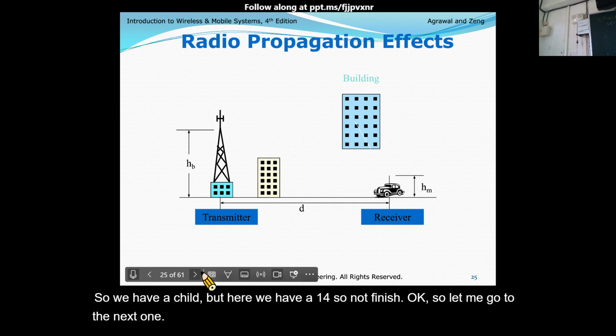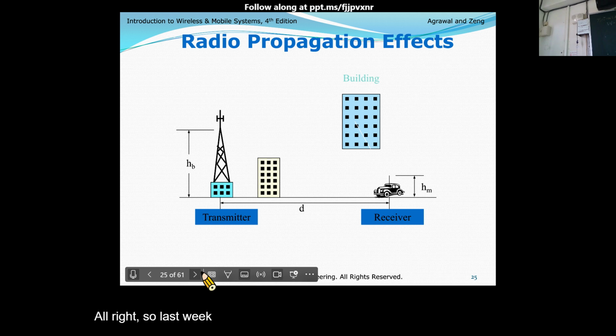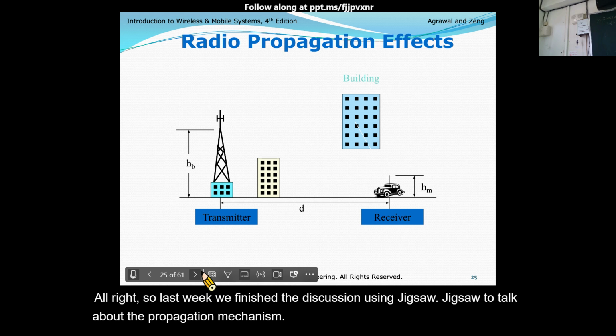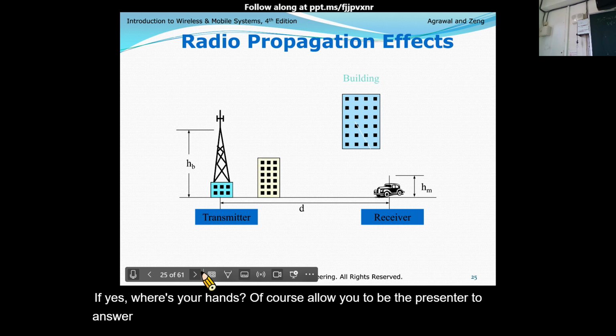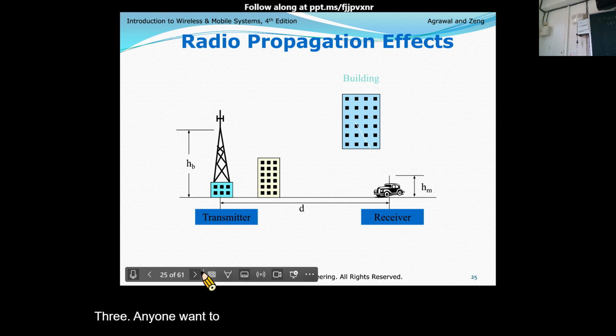All right, so last week we finished the discussion using Jigsaw to talk about the propagation mechanism. So anyone still remember the 3 propagation mechanisms there? If yes, raise your hands. Of course, I allow you to be the presenter to answer the current question, even though I don't pose a question here. 3 mechanisms of propagation. Anyone want to try to answer my current question?